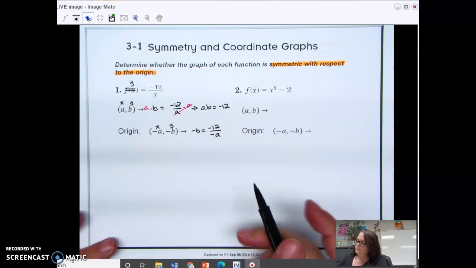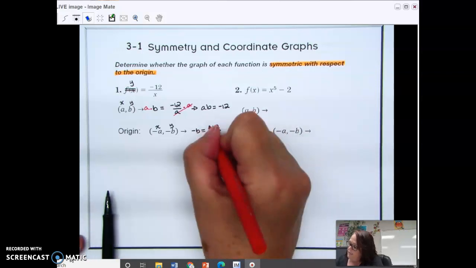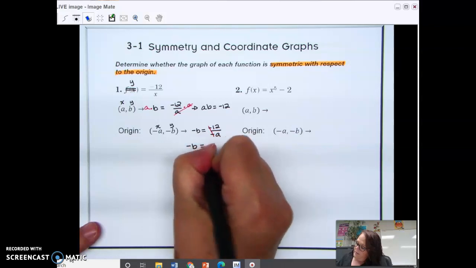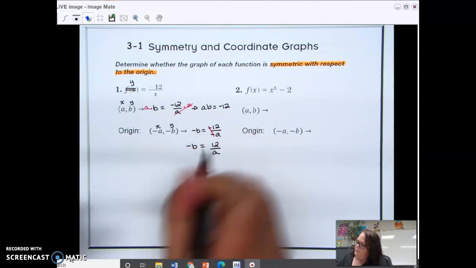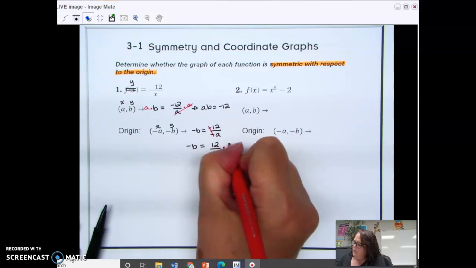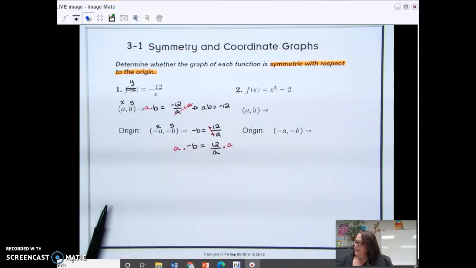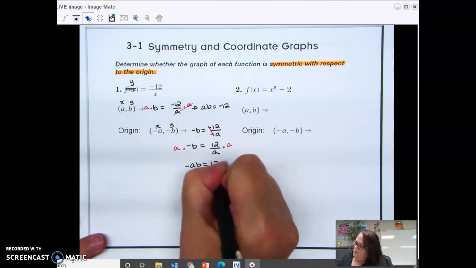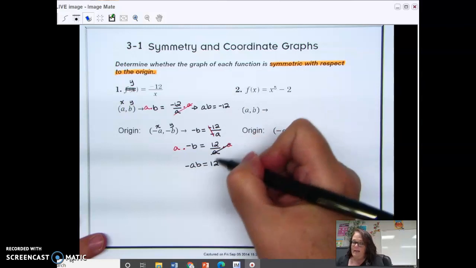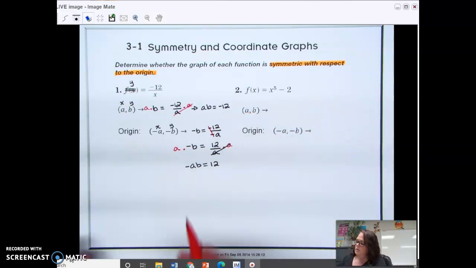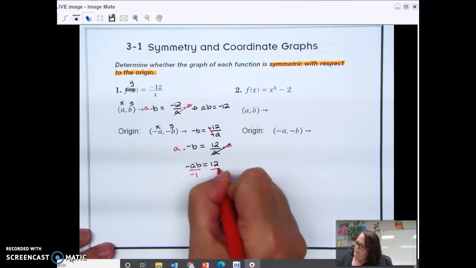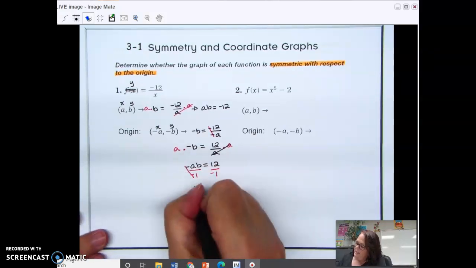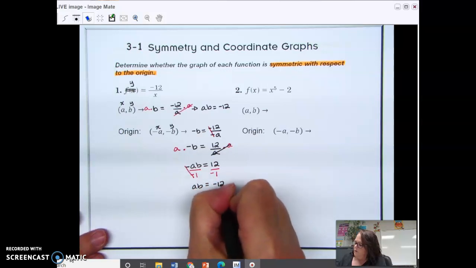So if I can get this equation to match this top equation, then I know that I have symmetry with respect to the origin. So coming over here, first thing I notice is we can cancel those negatives. So I have negative b is equal to 12 over a. And then I can multiply both sides by a. And so a times negative b is just negative ab equal to 12. So right now, they don't match, but they're pretty darn close. So if I divide both sides by negative 1, do you see that the negative cancels here? And I get a times b is equal to negative 12.